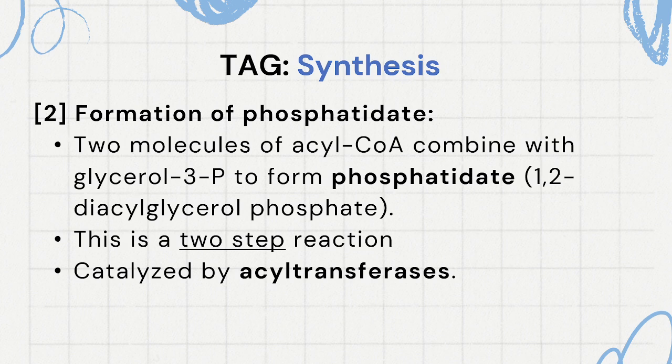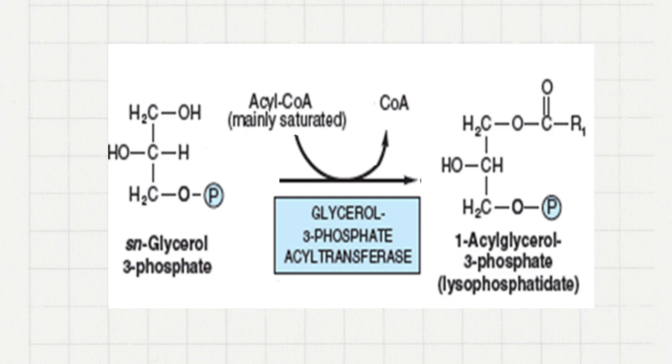The second step in triacylglycerol synthesis is formation of phosphatidate. 2 molecules of acyl-CoA combine with glycerol 3-phosphate to form phosphatidate, which is a 1,2-diacylglycerol. So it is a glycerol backbone with 2 acyl residues at position 1 and 2. Formation of phosphatidate is actually a two-step reaction catalyzed by acyl transferase.